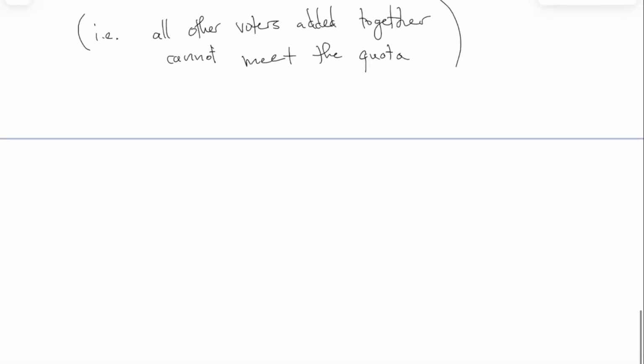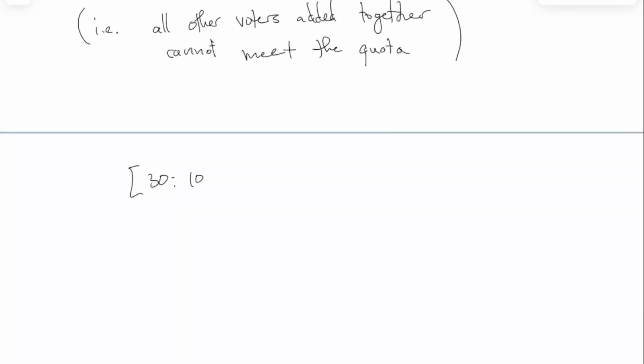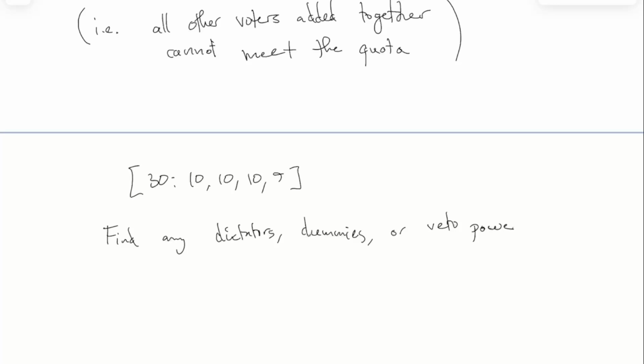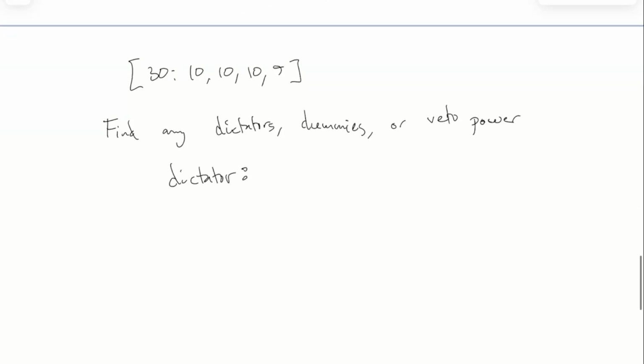How about, can we just look again at this one here? 30, 10, 10, 10, 9. Who has your job in these kinds of problems? And you're going to have a lot of homework problems like this. Find any dictators, dummies, or veto power. So I want you to tell me, is there a dictator? Are there any dummies? And are there any people with veto power? So in this one, we've already discussed, there is no dictator. That's always easy. It's just, is there anybody who already makes it to the quota all by themselves? So there is no dictator.